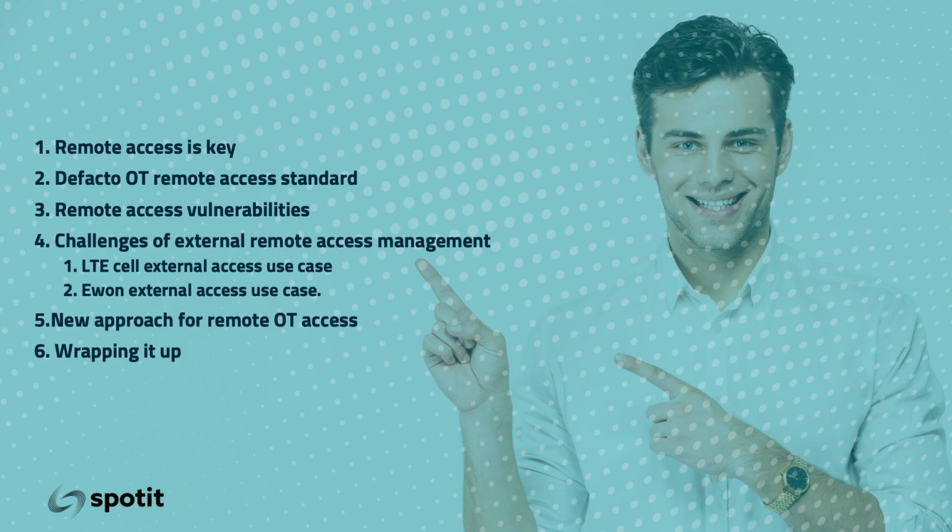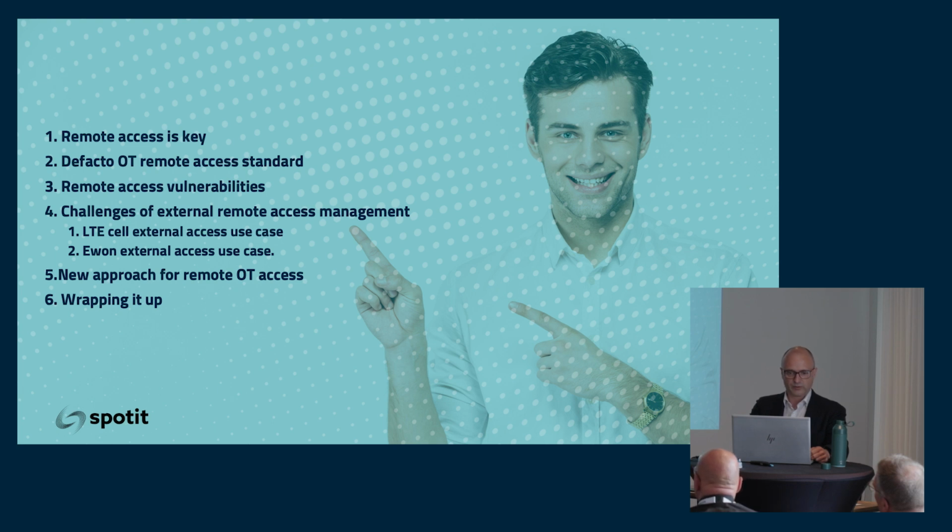environments. So looking at the agenda, which is jam-packed, we will have a look at why remote access is key for organizations. We are going to check what the de facto OT remote access standard is as of today. We're also going to look at which kinds of vulnerabilities particularly target remote access environments. And then we'll have a look at two use cases, which will dive deeper into the challenges we see with external remote access management. And then we are also going to have a look at how we can make OT remote access more transparent and secure by introducing a new security approach, and then we'll have a wrap-up.